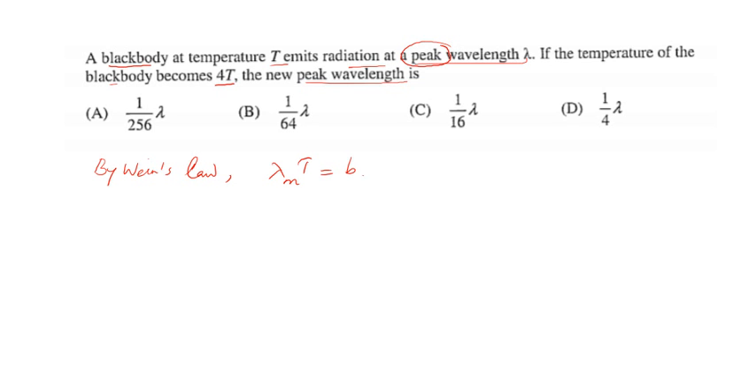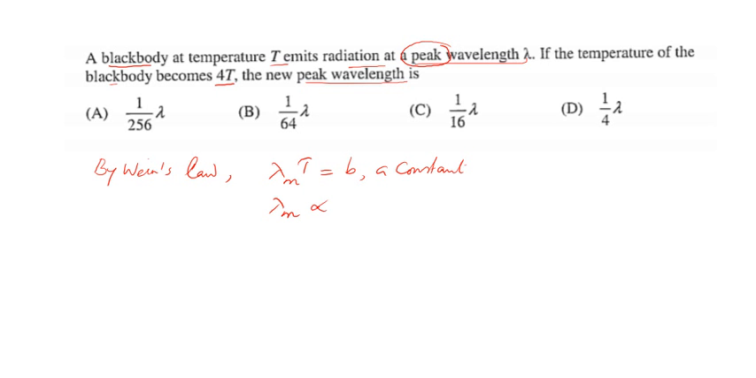Here you need not have the value of B. I don't know whether you remember the value of B. We have mentioned the value of B in the previous lecture. If that is needed, you can just substitute, but in this problem you need not have the value of B, because it's a proportionality problem. It's not a numerical problem. So if lambda m into T equals B, a constant, therefore we can conclude that lambda m is inversely proportional to the temperature.